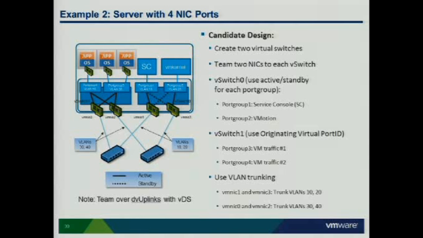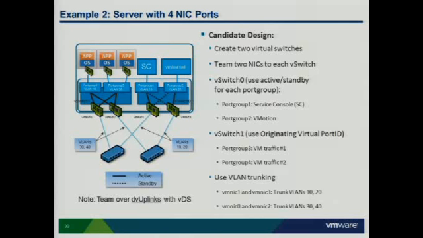In example 2 here, we have a server with 4 NIC ports. So in that design, we're taking a look at creating 2 virtual switches. And we're going to team 2 NICs to each vSwitch. So vSwitch 0 is going to be used as the active standby for each port group. And in port group 1, we'll have our service console or management VM kernel interfaces.